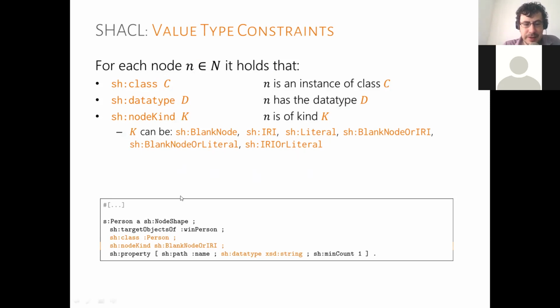So we see some example here for a person shape where we define that we're going to be targeting the objects of the win person property. And we're going to require that each of them be an instance of person and that each of them be a blank node or an IRI, which means essentially not a literal. So we're not going to use literals for people. And then we're going to say that they have a name that's a data type string. So these are the sorts of constraints here. We've already seen examples of these.